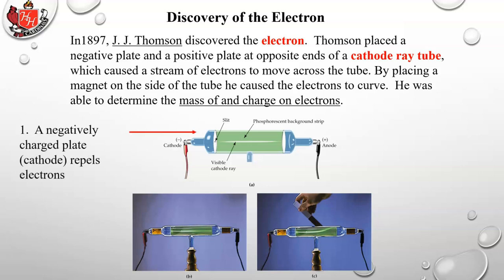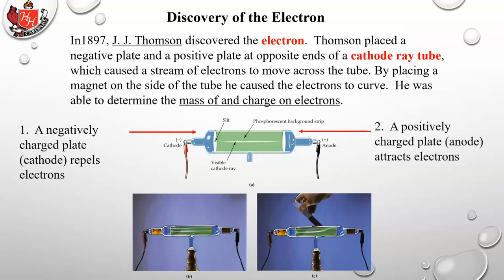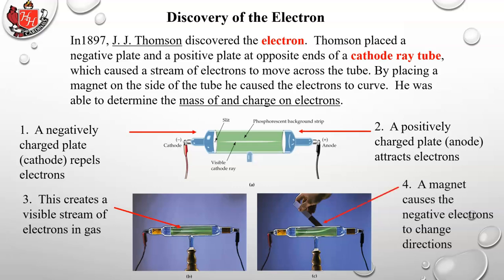So the negative plate is over on the left side, so that's going to repel electrons because electrons are negative. Over on the right side is a positively charged plate, and that's going to attract the electrons. So they're going to form a stream from left to right. And what you're actually seeing there, number 3, this creates a visible stream of electrons in gas. That's an actual photograph, so you're actually seeing electrons there. A magnet causes the negative electrons to change direction.